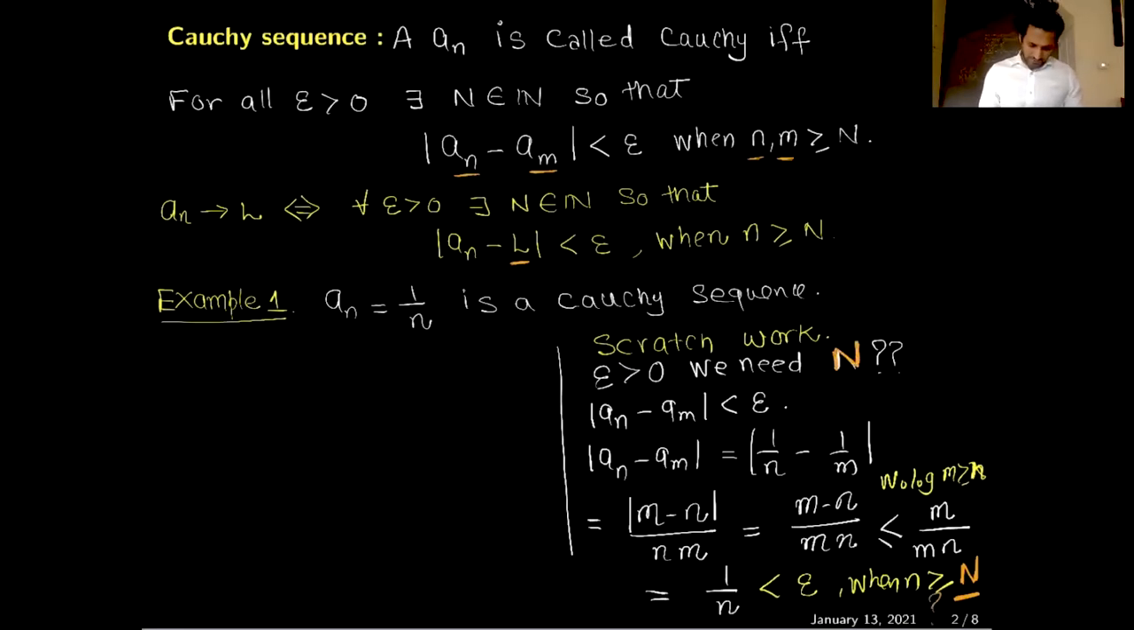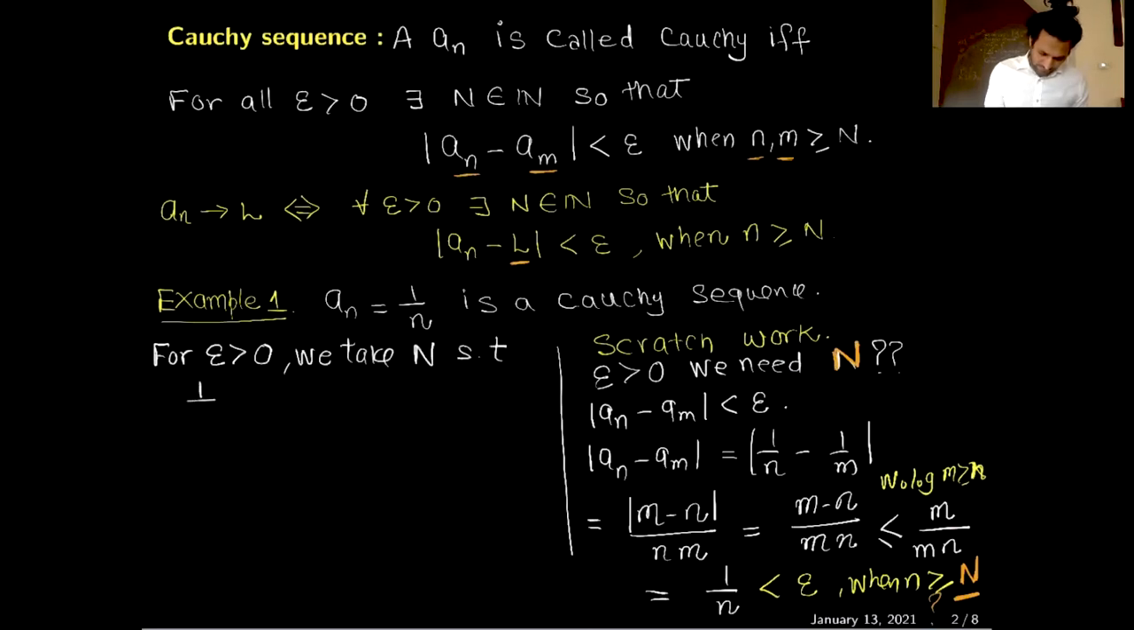Now we will write down the formal proof, since this was a sort of scratch work. For a formal proof, we say: for epsilon greater than 0, we take capital N such that 1 over n is less than epsilon when n is bigger than or equal to that capital N, and this is possible by the Archimedean property.